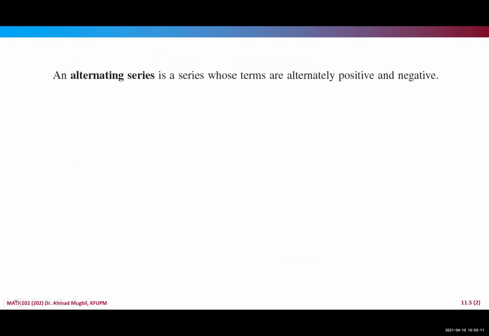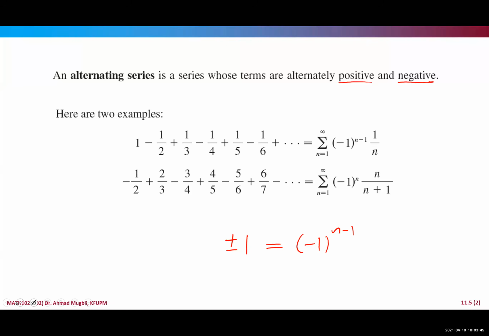So what do we mean by alternating? An alternating series is a series whose terms are alternately positive and negative. When you have positive, negative, positive, negative, or negative, positive, it is alternating. Usually we denote the alternating sign by (-1)^n, or (-1)^(n-1), or (-1)^(n+1), depending on which term is positive and which is negative.